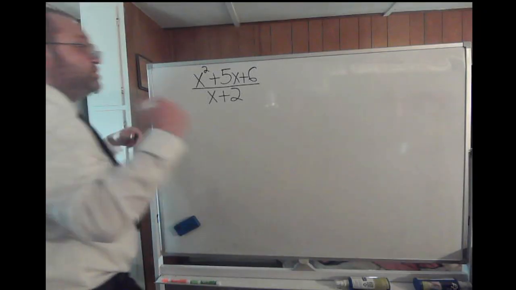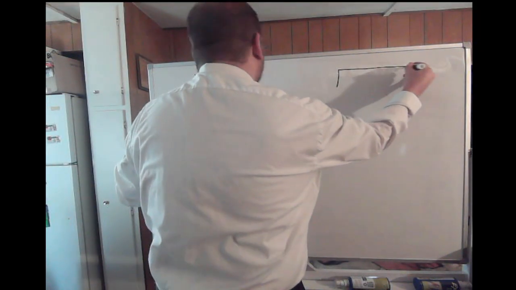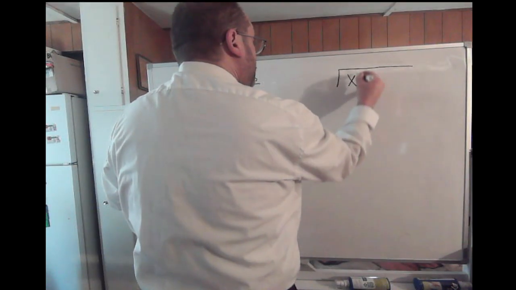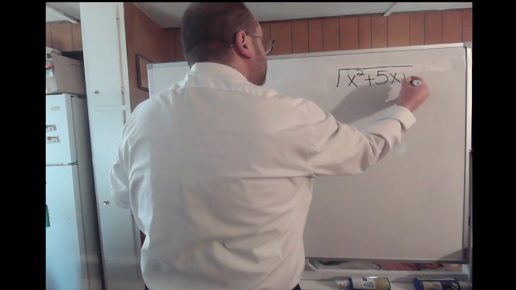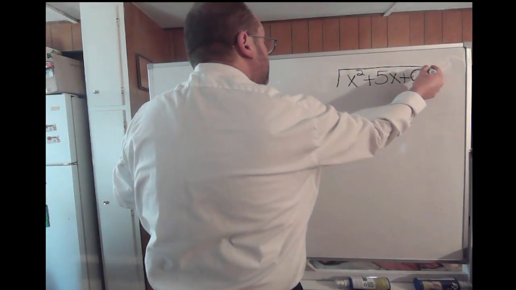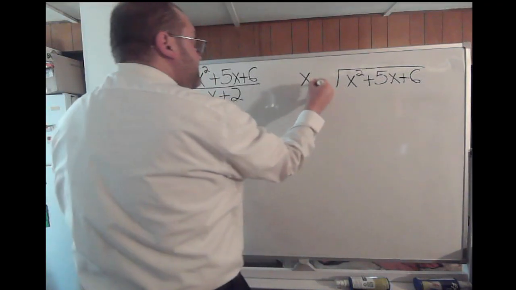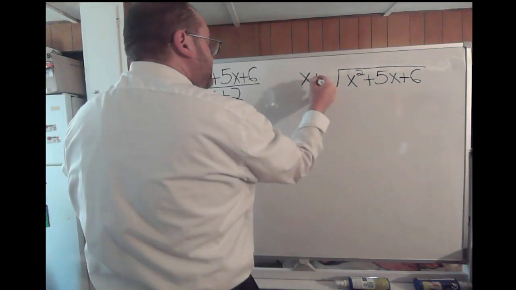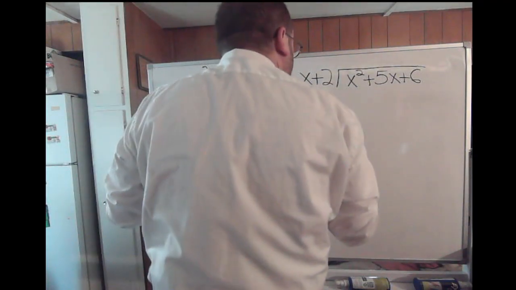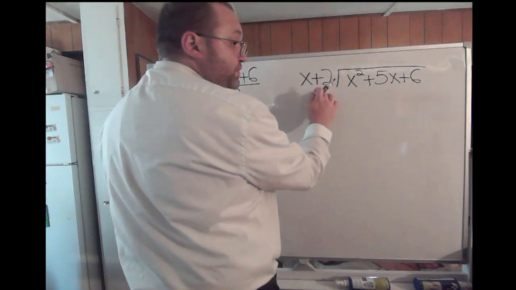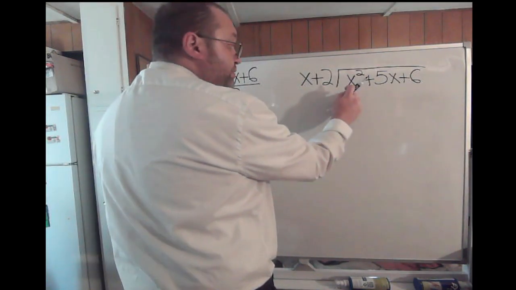Whenever you see that, what you're going to do, set up your long division area. Take your x squared plus 5x plus 6, you'll make that the dividend. That is your dividend. Your divisor is your denominator. Think of it, divisor, denominator. That would be your x plus 2. So what you're going to do now, forget the plus 2 for a second. Just ignore that, okay?